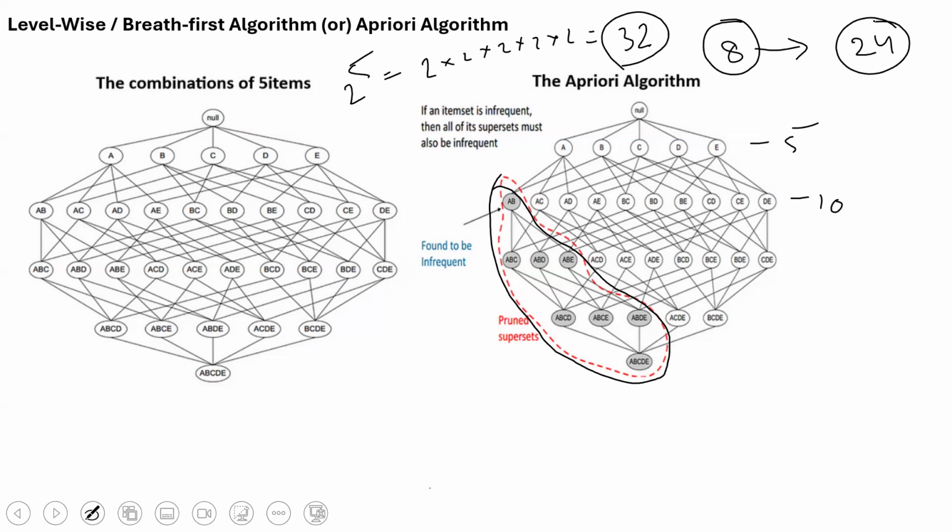Okay. If the... using just one property, which is: if an item set is not frequent, none of its supersets can be frequent. Okay. So what is this doing?